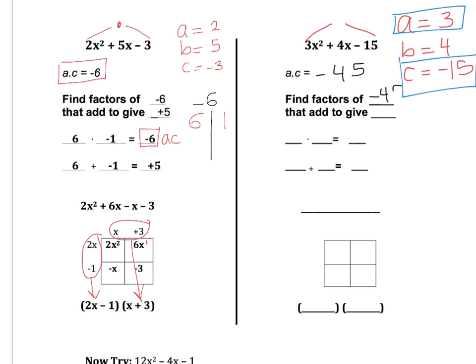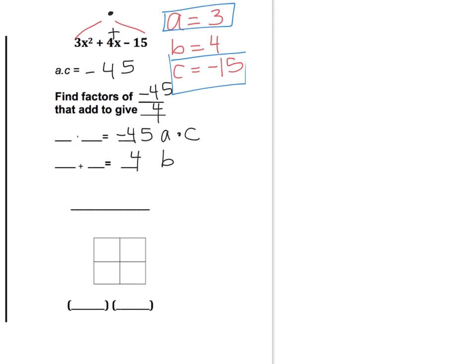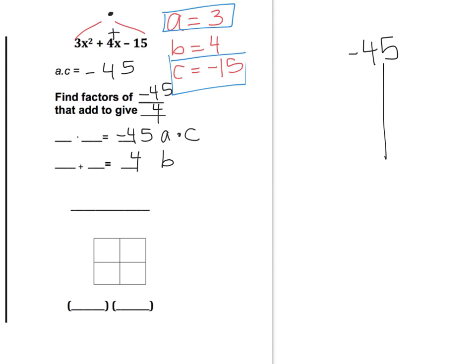So I need two numbers that would multiply to give me negative 45, which is your a times c, and add to give me b, which is the 4 in this case. So two numbers that would multiply to give you ac and add to give you b. So is that supposed to be negative 45? Okay, now it's negative 45. Now what are those two numbers? Now let's list the factors that multiply to give you negative 45. And then I need to see which ones can add to give me 4.